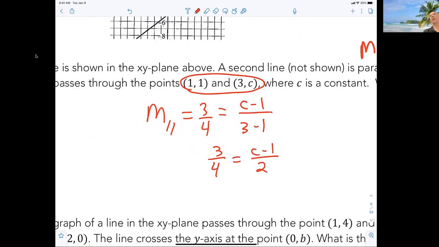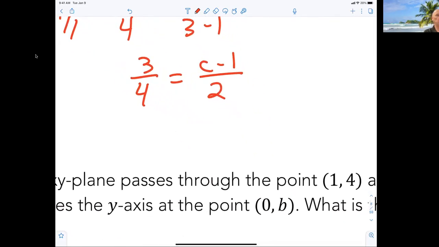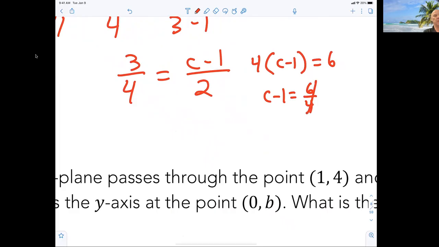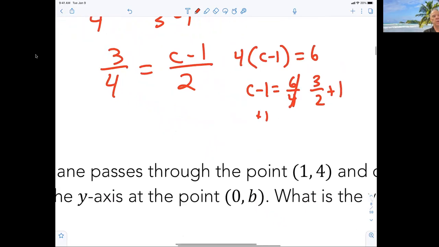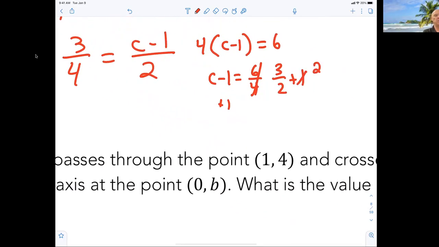Now, what I want to do is I really want to try to help you with mental math and arithmetic, even though some of you are like, that's silly. Watch how I want you to do this. Does everybody agree? We have a proportion, so we're cross multiplying. So I say 4 times C minus 1 equals 6. Does everybody agree with that? Now, I don't want you to distribute. I just want you to divide. So C minus 1 equals 6 over 4, right? But 6 over 4 reduces to what? 3 over 2, right? And then I add 1. And 1 is the same as 2 over 2. So I know my answer has to be 5 over 2. All right, how's that, guys?